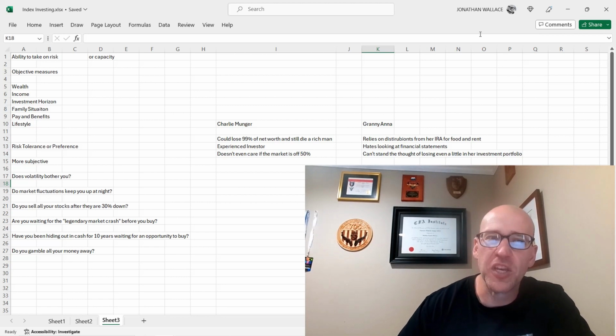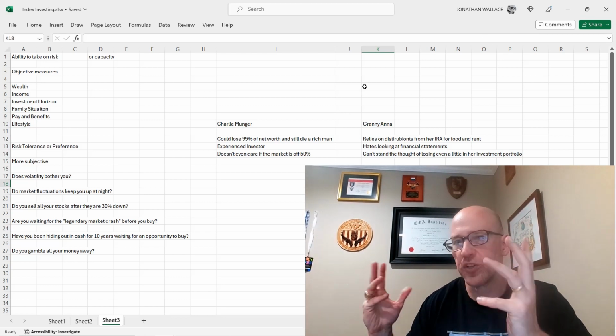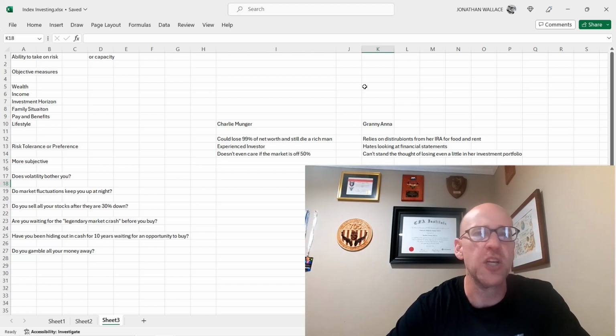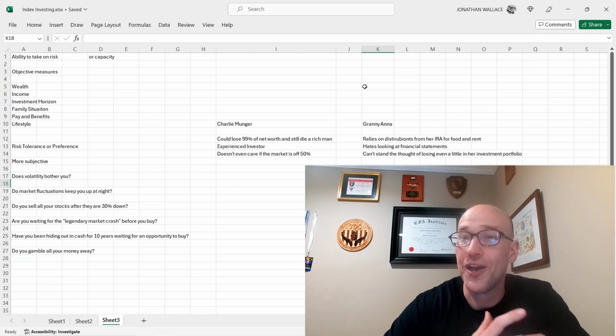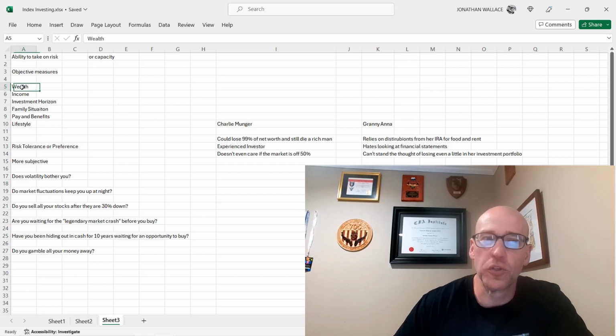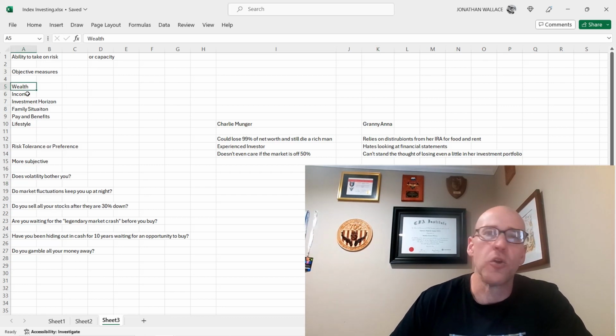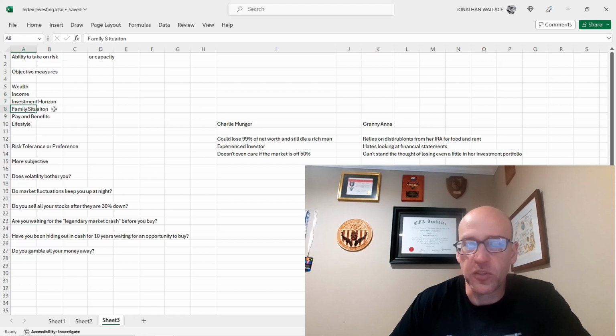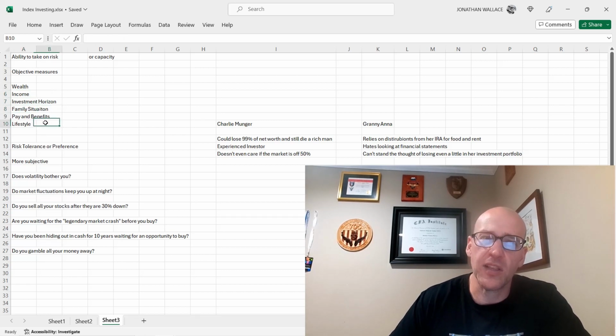Okay, let's dig into the ability to take on risk, or your risk capacity. This is largely considered an objective measure and is determined by factors that are outside of your head, outside of your psychology. For the objective measures, you're looking at your overall level of wealth, your income, your investment horizon, perhaps your family situation, pay and benefits, and lifestyle.